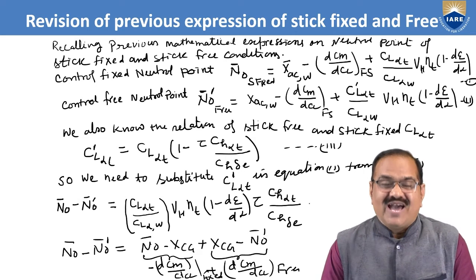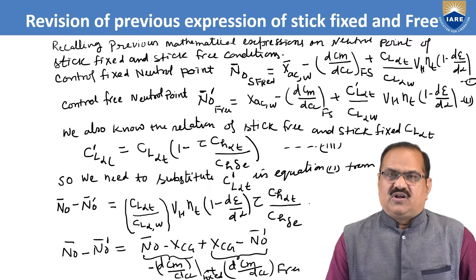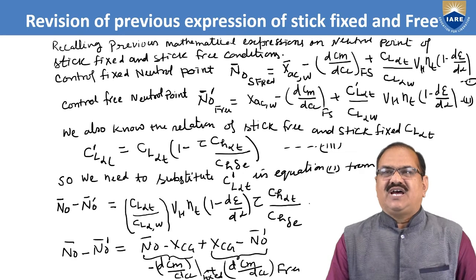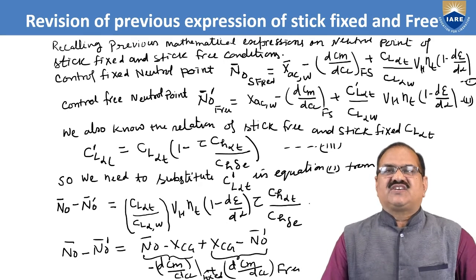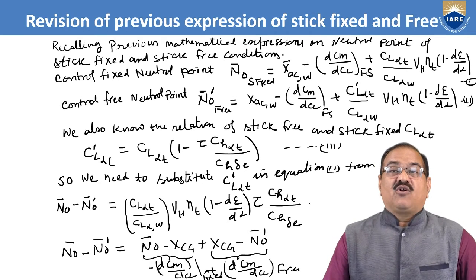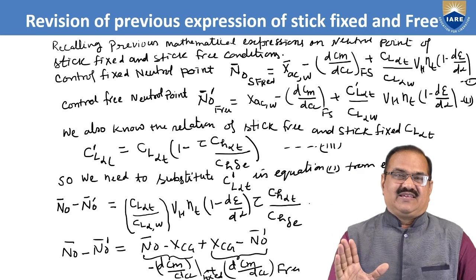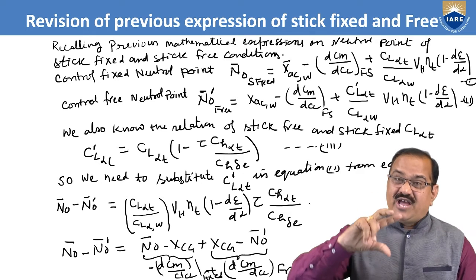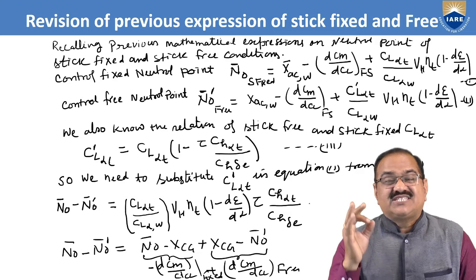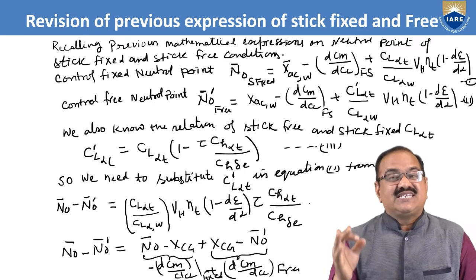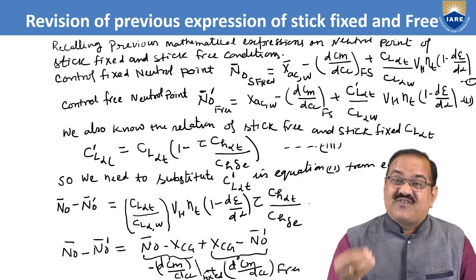Now today I am just going to revise again. These topics I have already covered in some of the previous classes. I am going to revisit them so that it will give some insight into the equations which we have already done. So, recalling the previous mathematical expression on the neutral point of the stick fixed and stick free conditions. For the control fixed neutral point, means stick fixed. Stick fixed means the pilot will give some angle and it will remain there. It will not vary. When we talk about stick free, the pilot will not give it, and due to aerodynamic forces, the lift or the aerodynamic forces will take the control its own way. That is called the float or stick free.